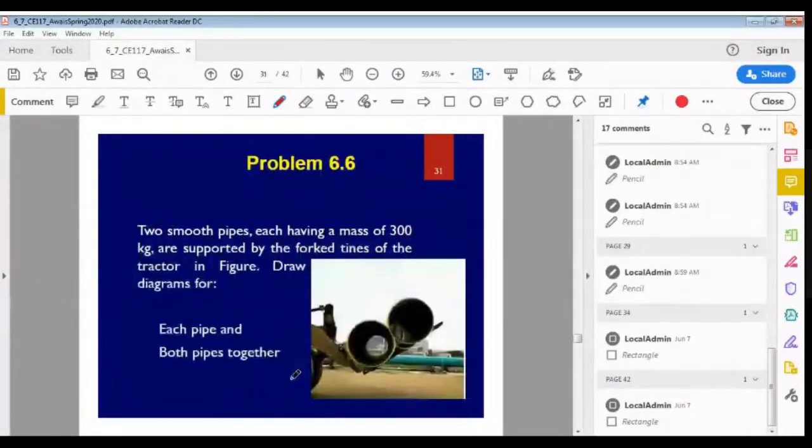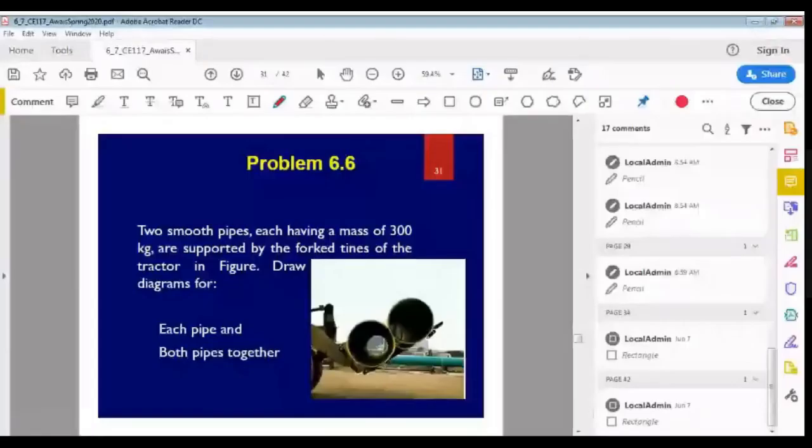Let's look at another problem, the last problem. 6.6, two smooth pipes. So they are frictionless pipes. Okay? So it means that, for example, if this pipe is connected to this pipe, there will be no reaction generated parallel to the surface of the pipe. Similarly, this pipe is supported by the fork of this truck. So again, it's frictionless, so no horizontal forces will develop at the contact surfaces of these two points. Only the vertical forces will develop.